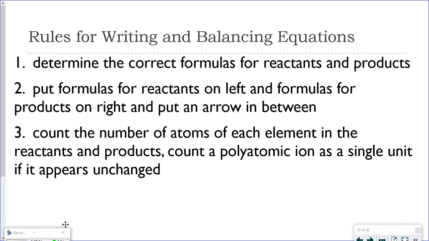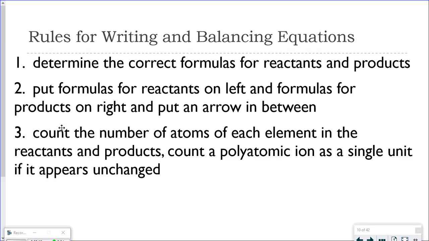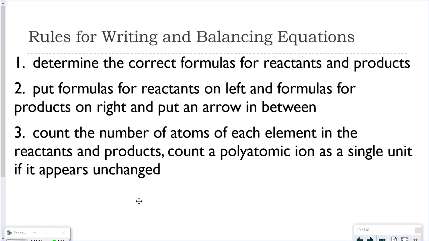Now we're going to look at how we're going to balance reactions. We're going to go over the rules and then we're going to go through several practice problems together. First, you want to make sure that you have the correct formulas for all of your reactants and products. So this is using all of your nomenclature skills. If your formulas are not correct, your balancing will not be correct. Formulas for reactants will be on the left side of the arrow. Formulas for products will be on the right.